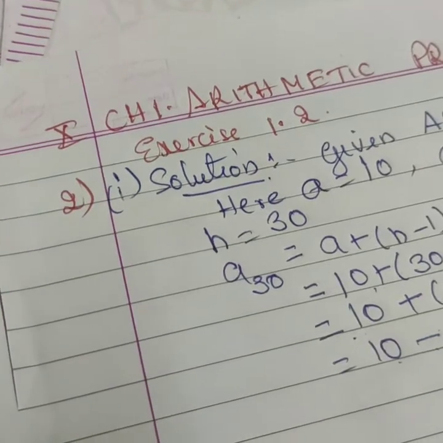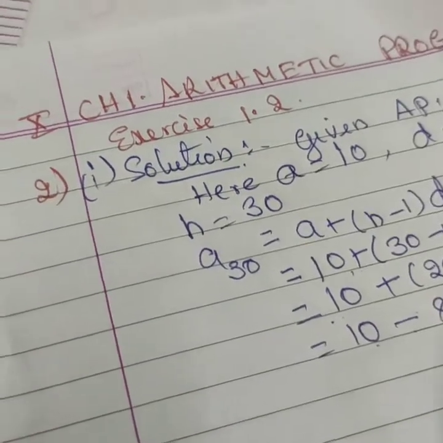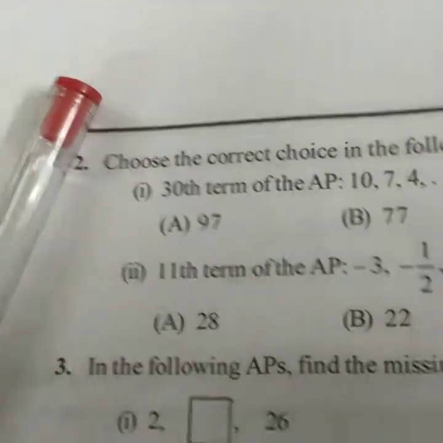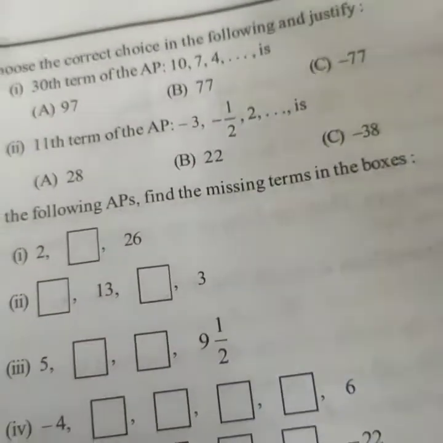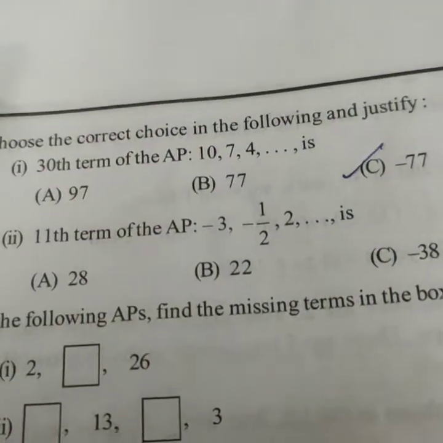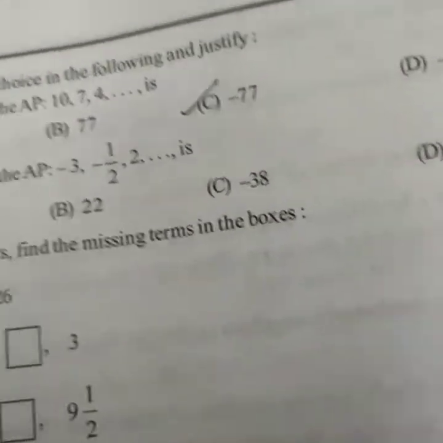Minus 77. So which option is correct? What is the answer we got? We got minus 77, so option C is correct. Minus 77 is the correct option. You need to write the question and tick the correct option.